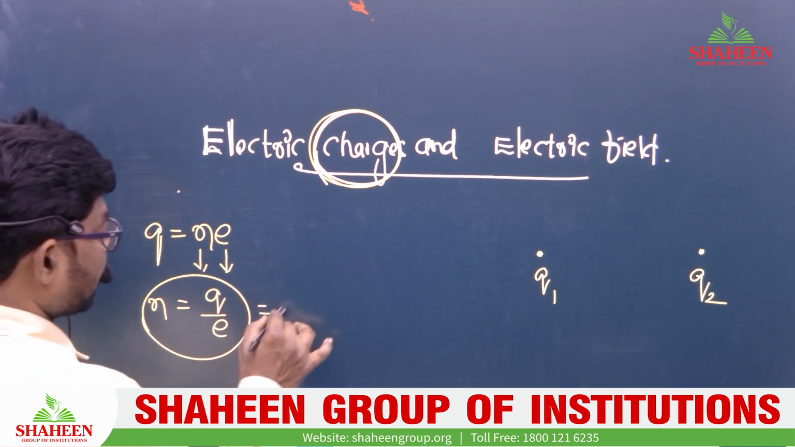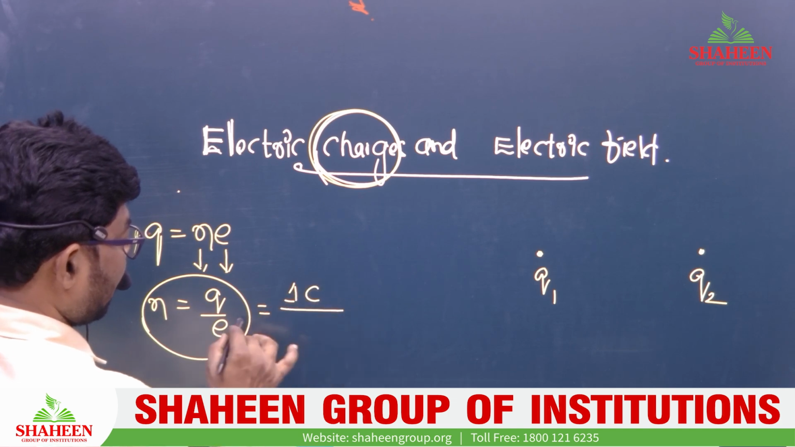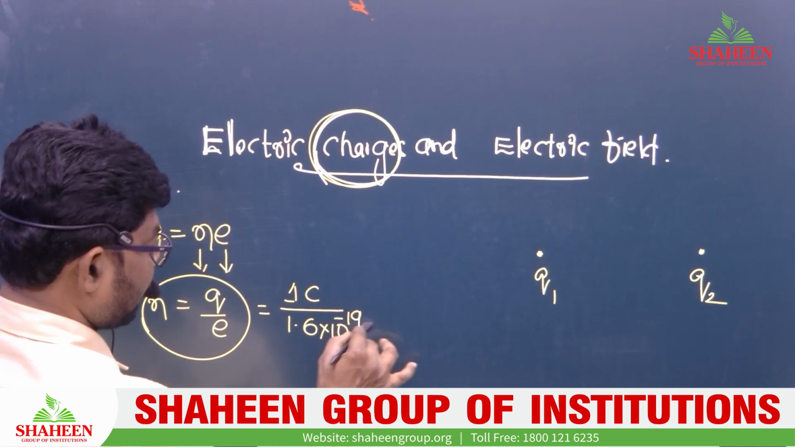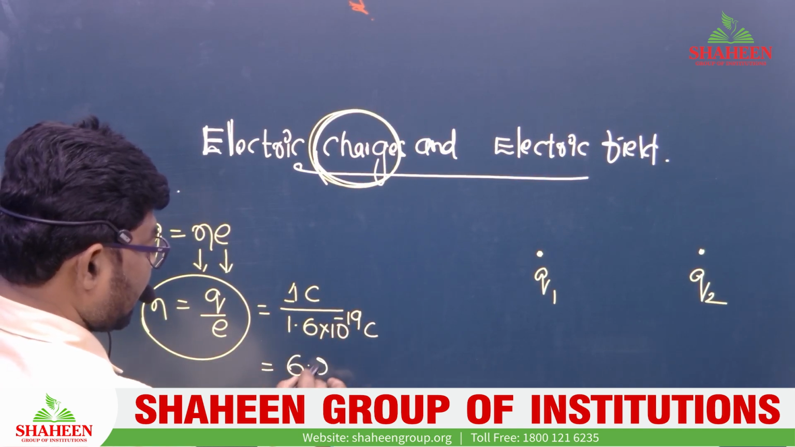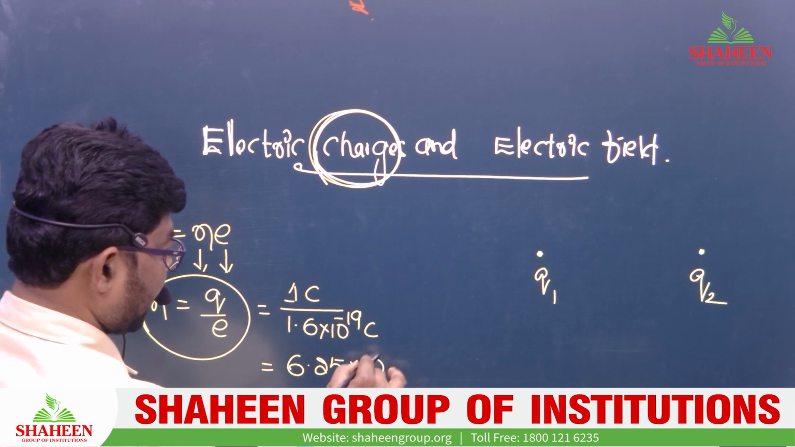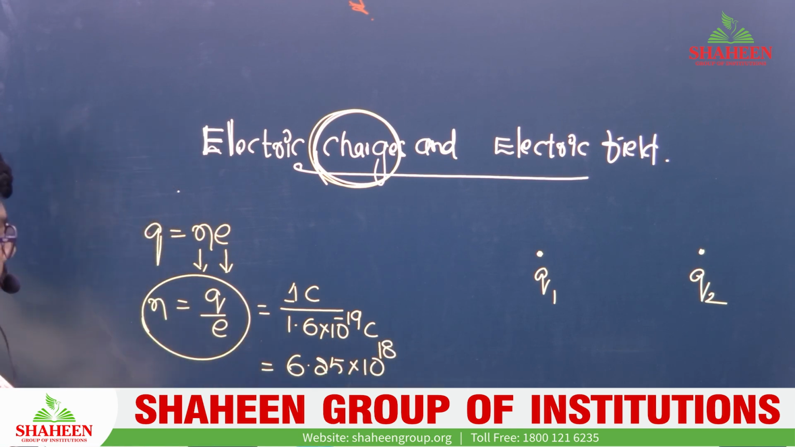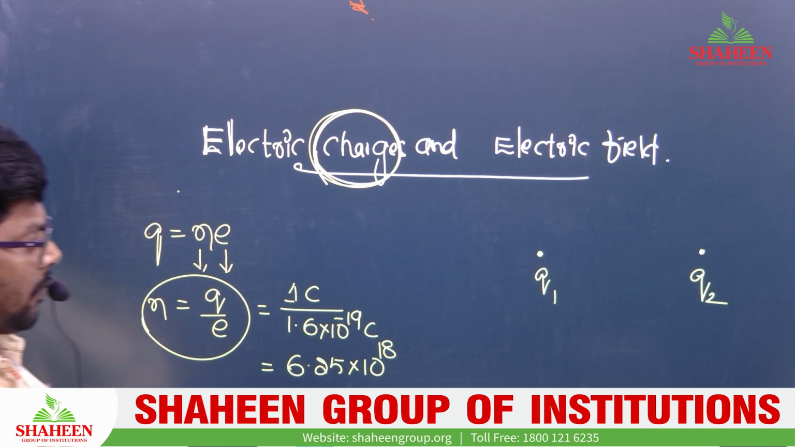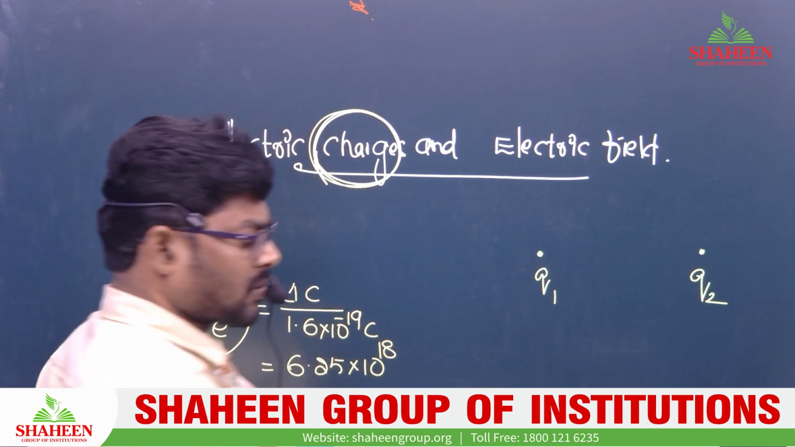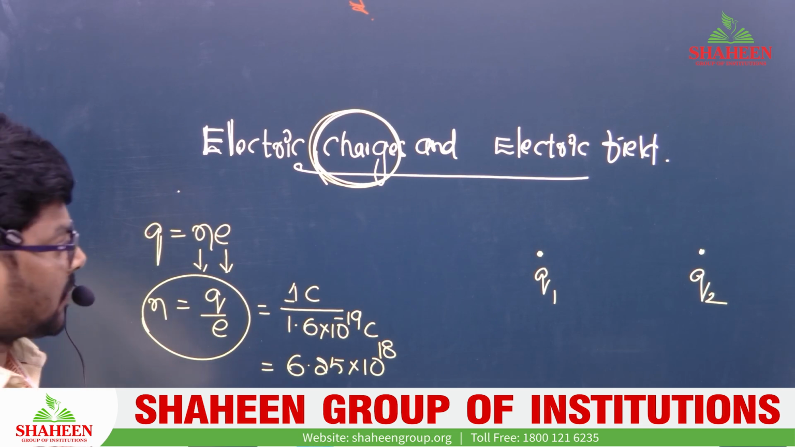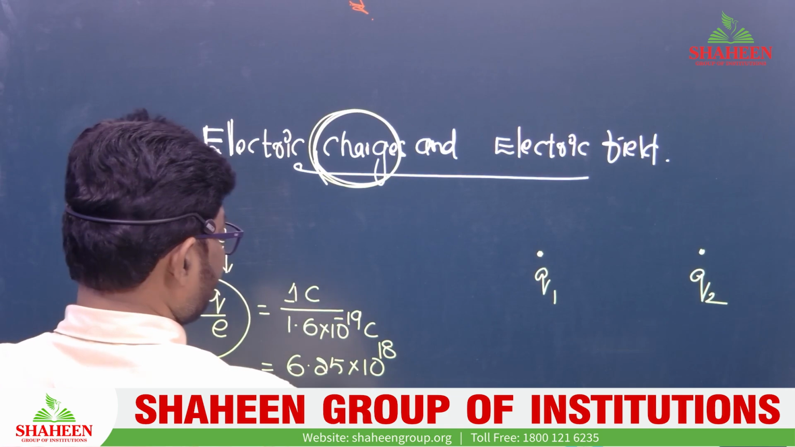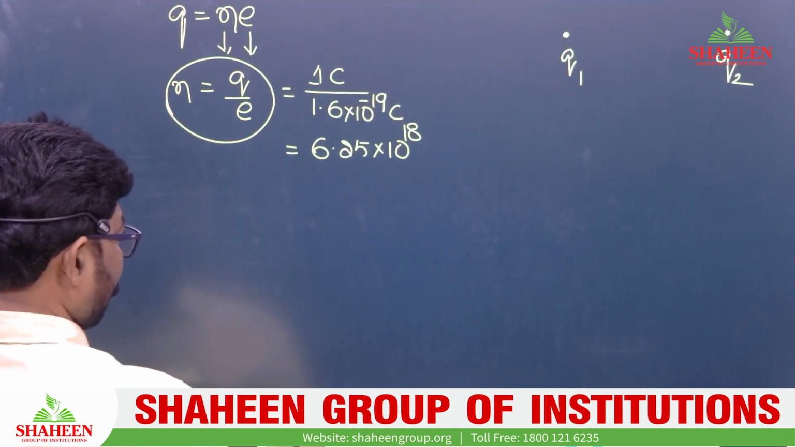For example, 1 coulomb of charge contains how many electrons? The charge of an electron is 1.6 into 10 power minus 19 coulombs. Solving this, you will get 6.25 into 10 power 18 electrons. Now the very important topic is Coulomb's inverse square law.